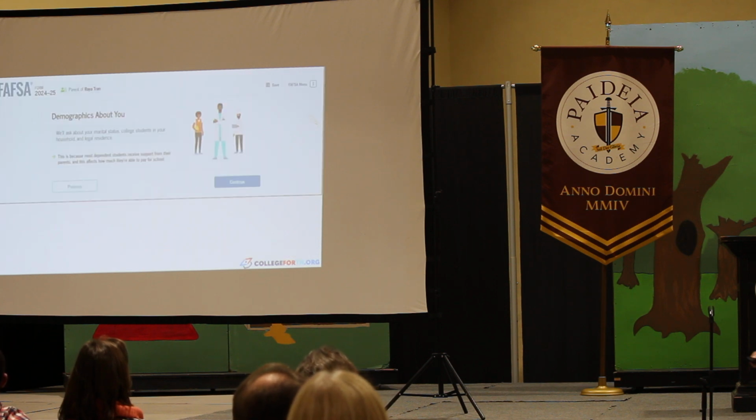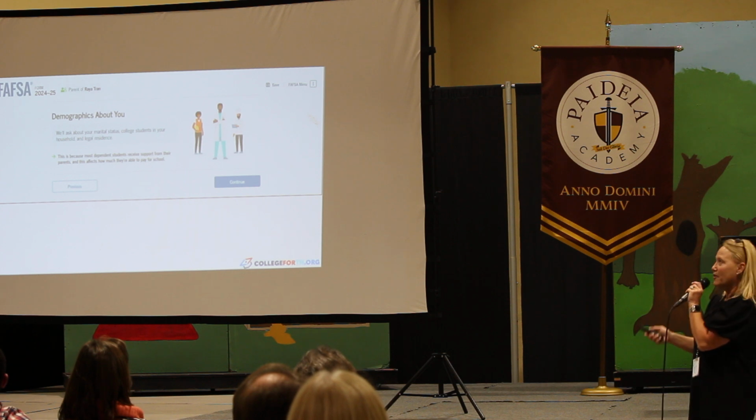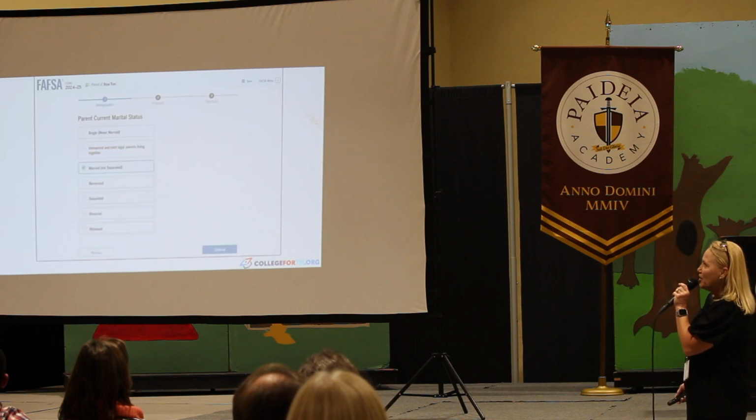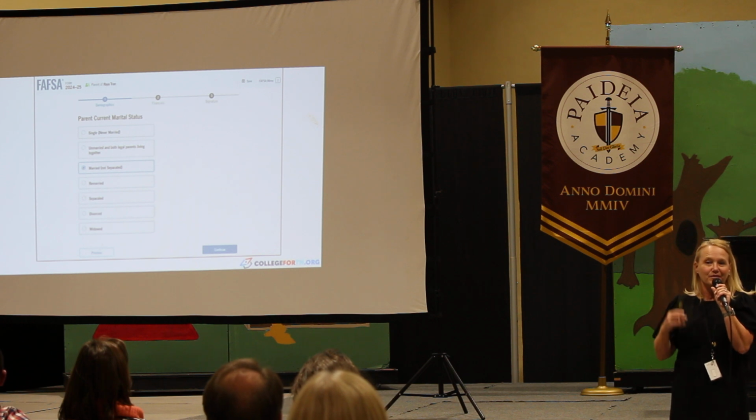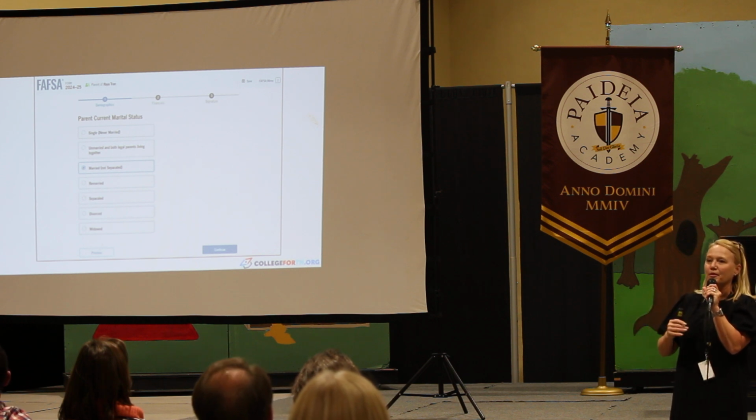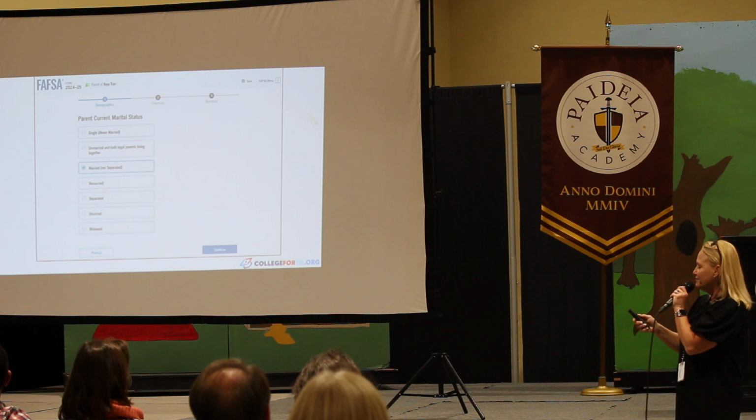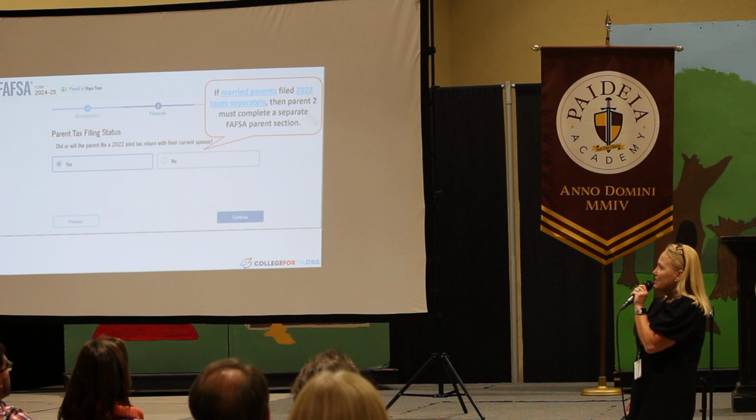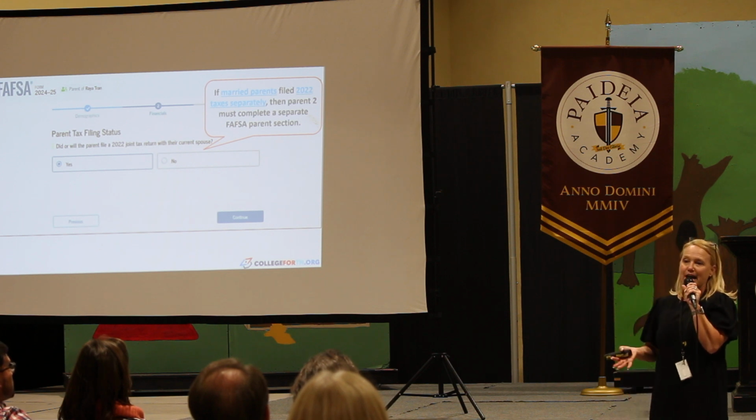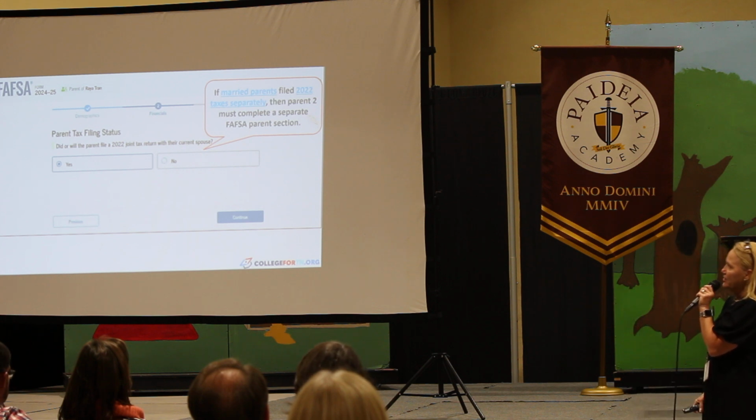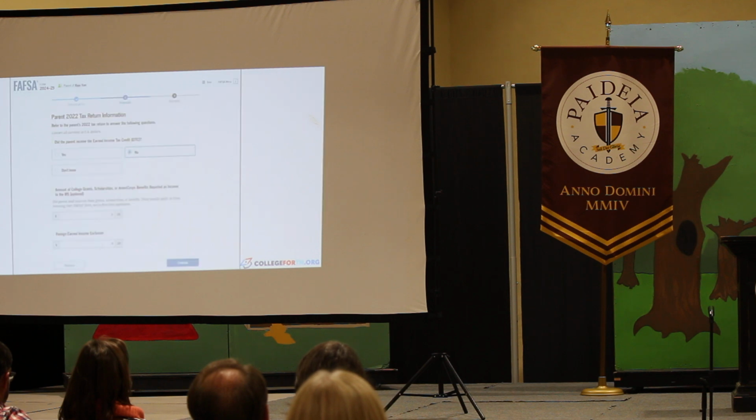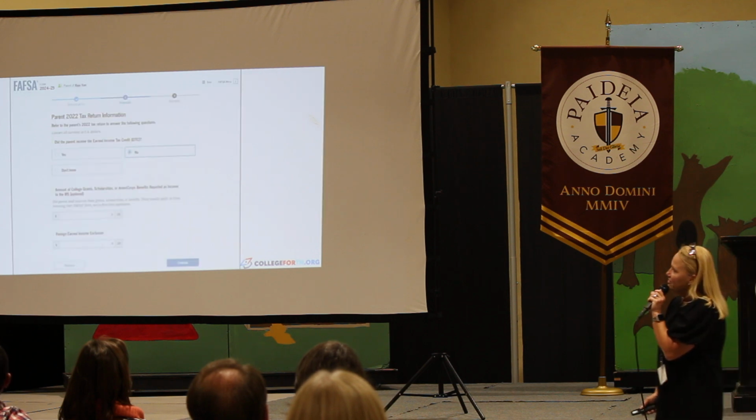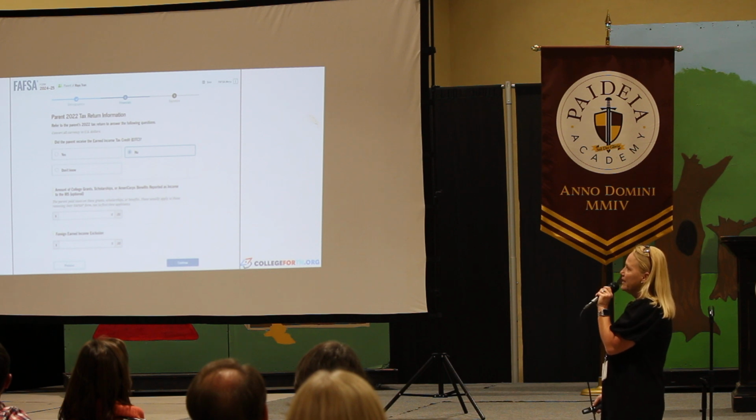So then, again, it's going to ask the same questions that it asked the students, demographics. It will go back over your marital status, so maybe your student messed something up. You can go in and correct that on your side. You'll enter, did you file taxes for 2022? Because that will be the income tax that will be used on the 24-25 FAFSA, the 2022 income tax. Another screenshot. They'll just answer the questions based off their 2022 income tax.